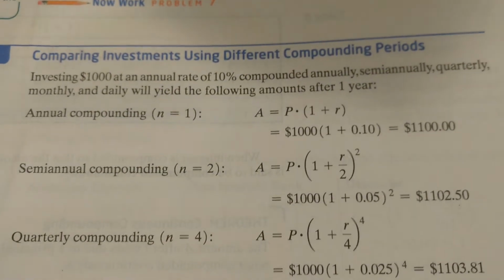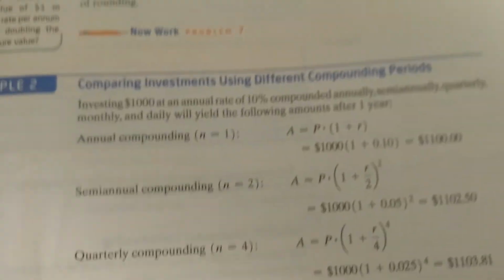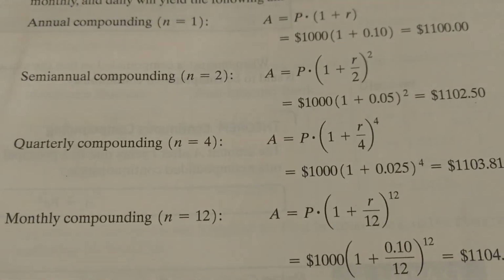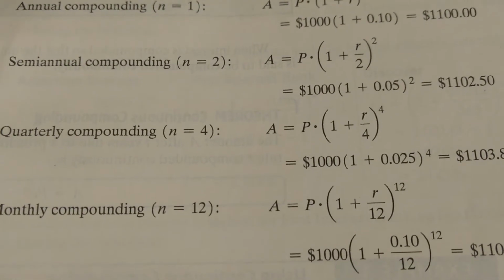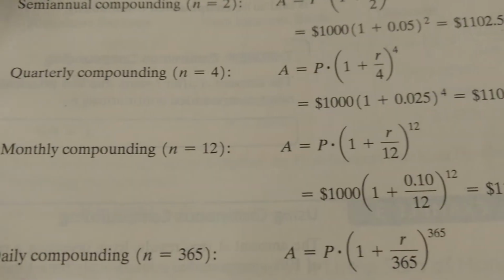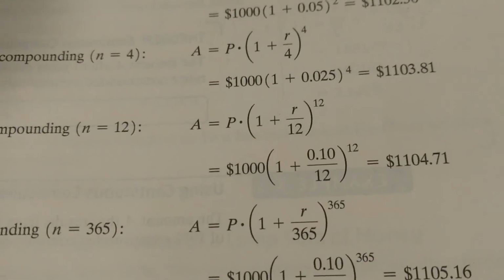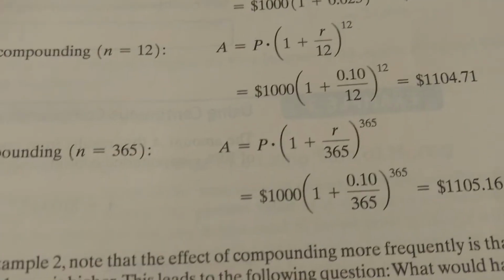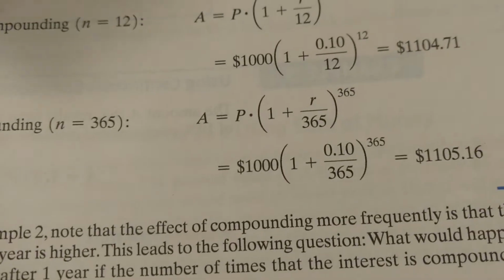In terms of compound interest, the n becomes a 1. In terms of semi-annual compounding, the n becomes a 2, and we just do the math. Quarterly, the n becomes a 4, we just do the math. Monthly, the n becomes a 12, we do the math. And then daily, 365, we do the math.